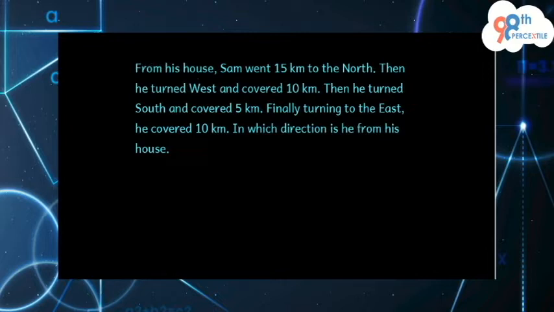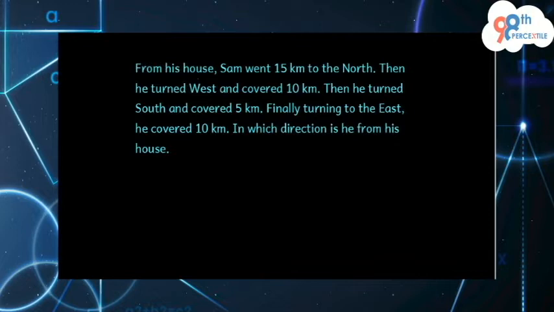The question says that from his house Sam went 15 kilometers to the north, then he turned west and covered 10 kilometers. Then he turned south and covered 5 kilometers. Finally, turning to the east, he covered 10 kilometers. In which direction is he from his house?